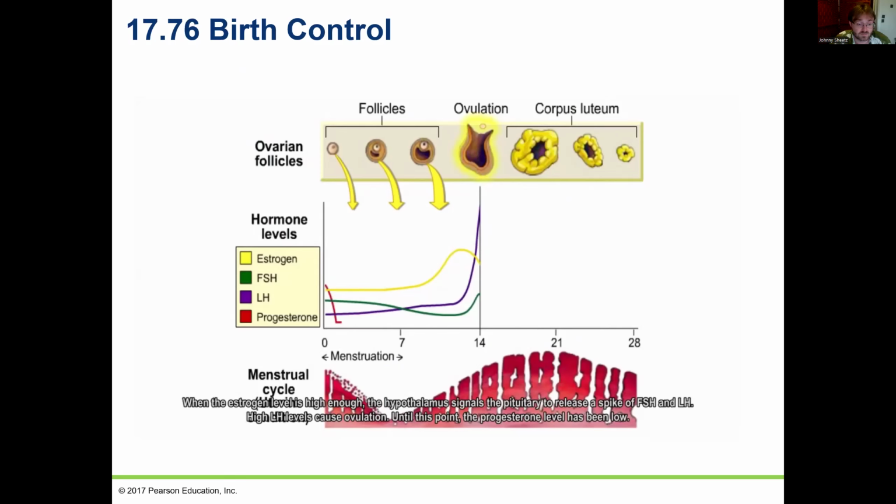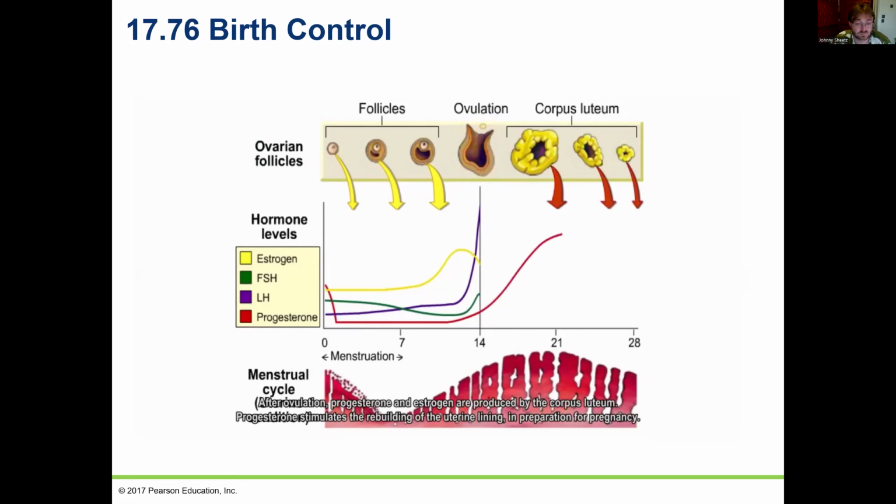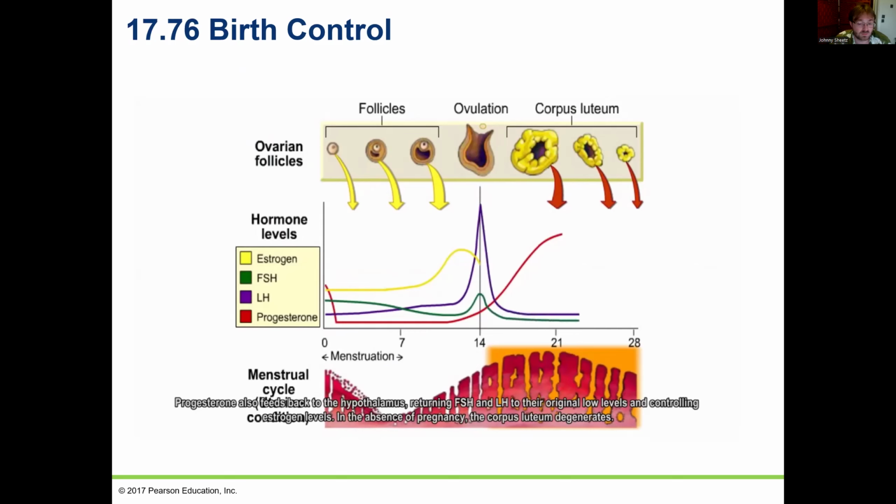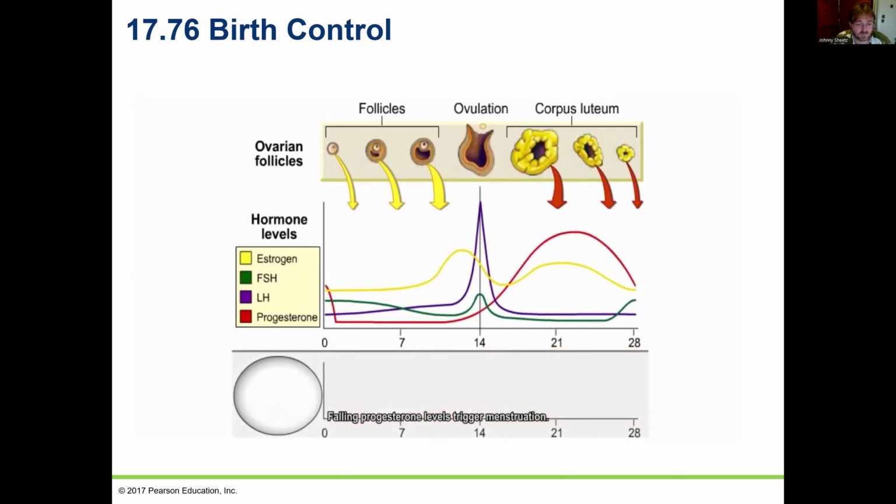Until this point, the progesterone level has been low. After ovulation, progesterone and estrogen are produced by the corpus luteum. Progesterone stimulates the rebuilding of the uterine lining in preparation for pregnancy. Progesterone also feeds back to the hypothalamus, returning FSH and LH to their original low levels and controlling estrogen levels. In the absence of pregnancy, the corpus luteum degenerates. Falling progesterone levels trigger menstruation.